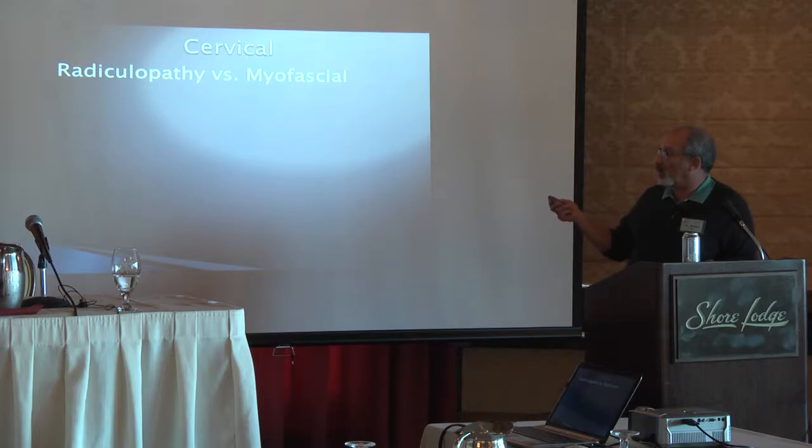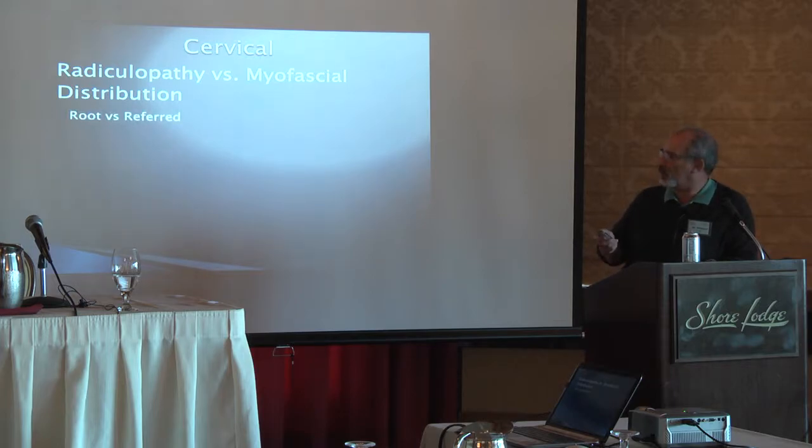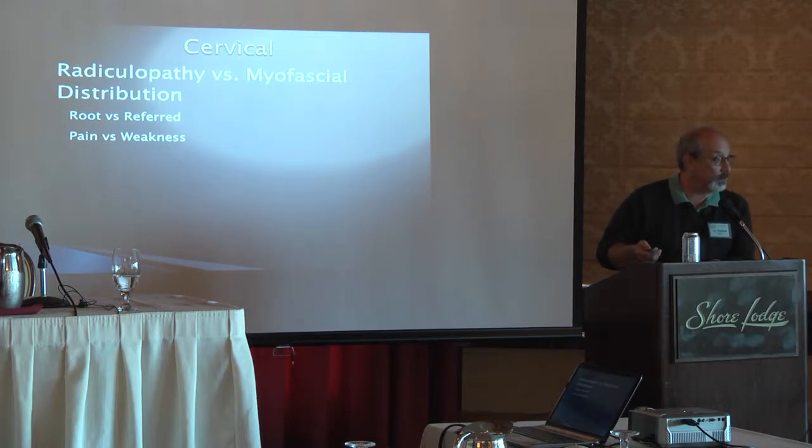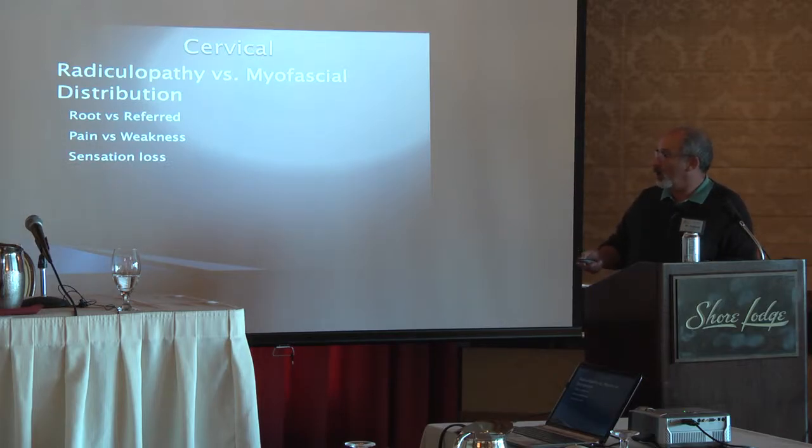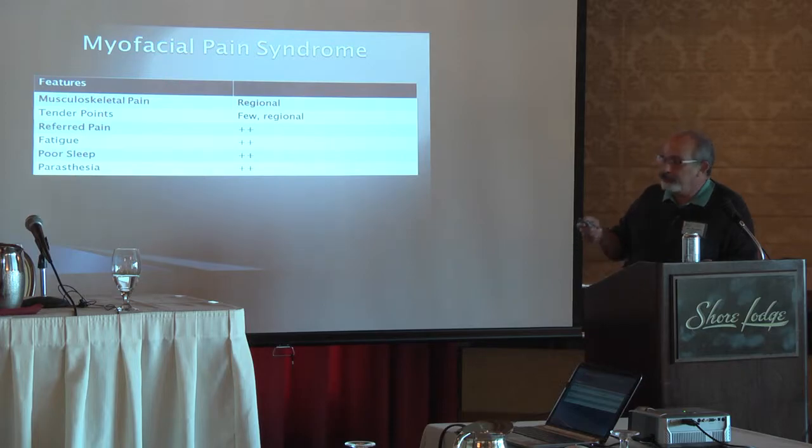So the differential in the neck and a whiplash injury is, do they have a pinched nerve, a radiculopathy, or do they have a myofascial pain? You do that by distribution, their clinical exam, whether or not they have pain or they truly have weakness. And when people have weakness on examination, it means there's ongoing nerve damage, or there's a history of nerve damage, like I gave you. You look for sensory loss.